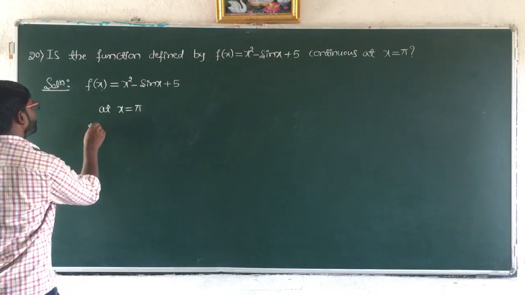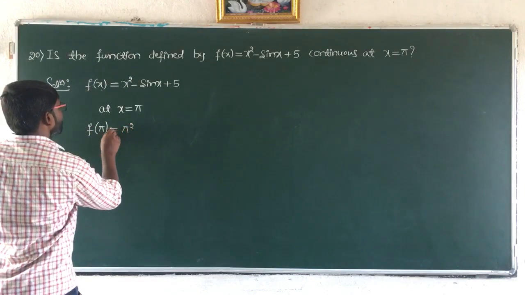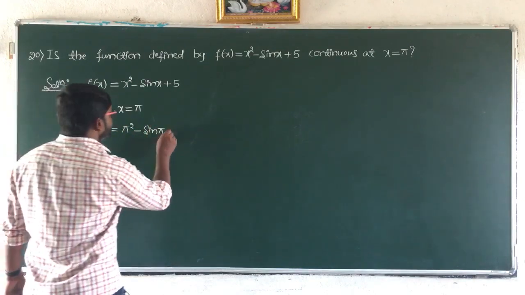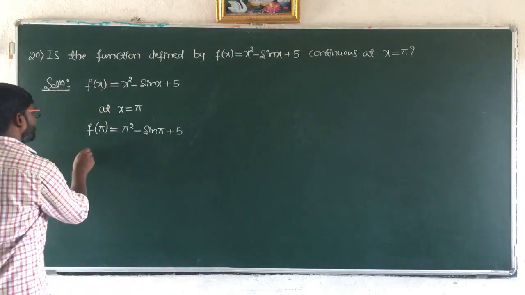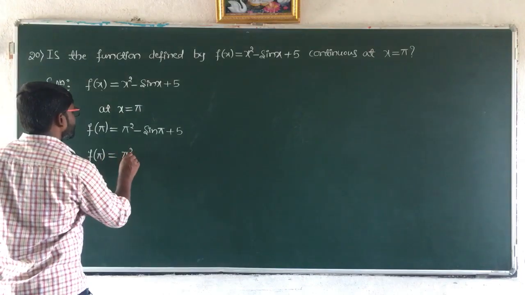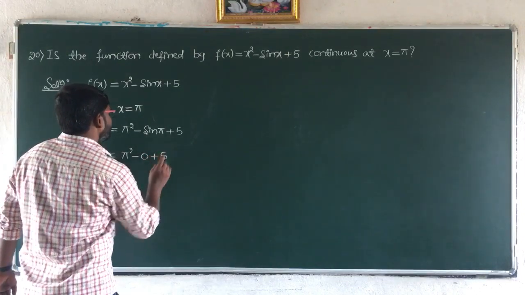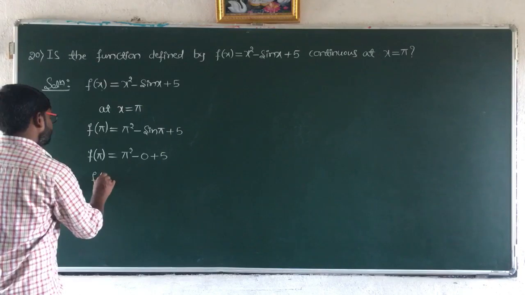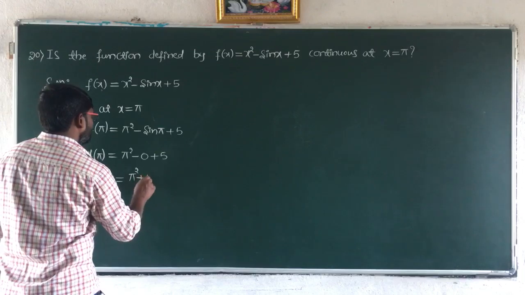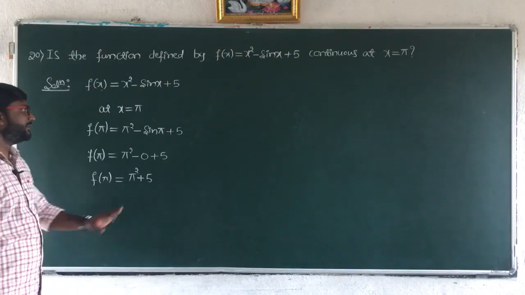we have to go for the value of the function. f of pi equals pi square minus sin pi plus 5. So now f of pi equals pi square, write it as it is, minus sin pi, it is 0, plus 5. So f of pi equals pi square plus 5. So this is the value of the function. Next we have to go for the limit of the function.